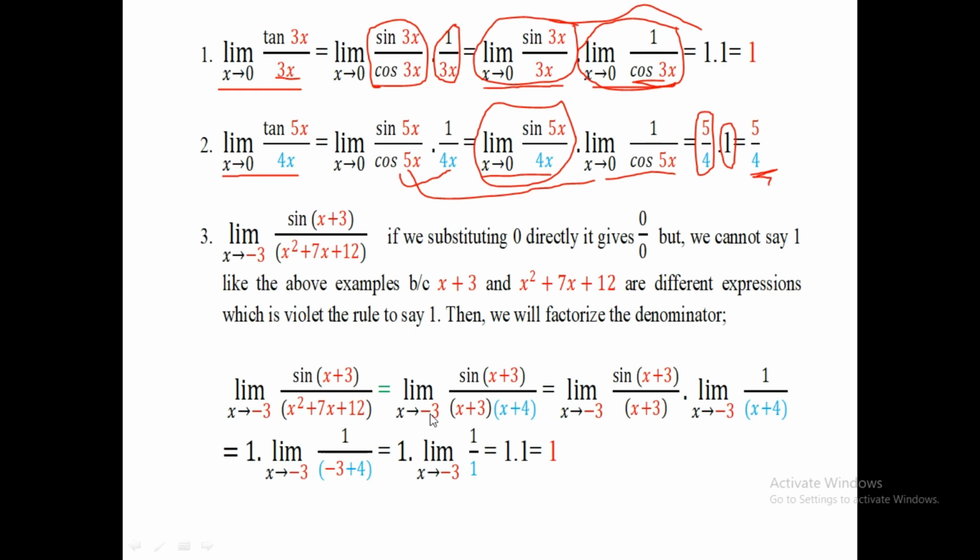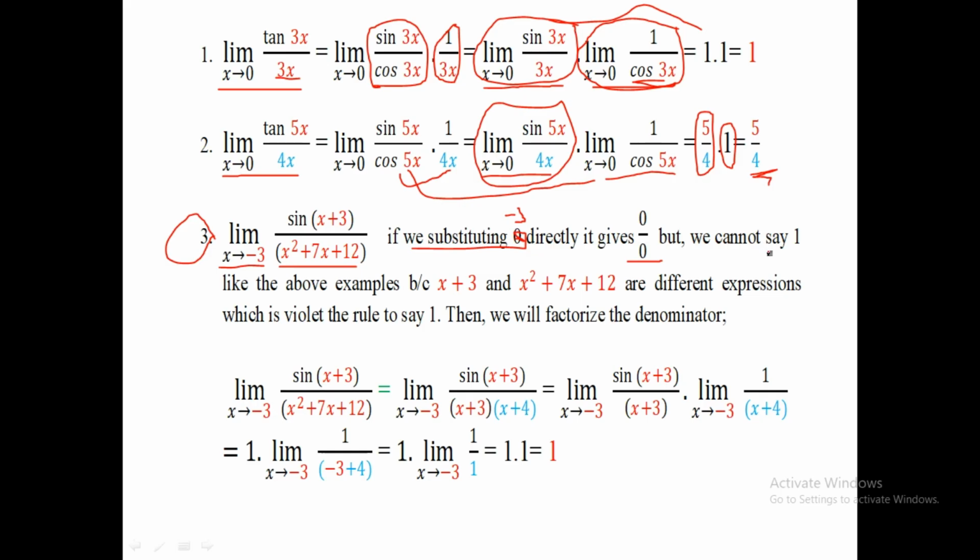This is part 4, continued from the above examples, and this is a somewhat special example. The limit of sine(x + 3) over x squared plus 7x plus 12 as x approaches minus 3. If we substitute minus 3 directly as x approaches minus 3, it gives 0 over 0.